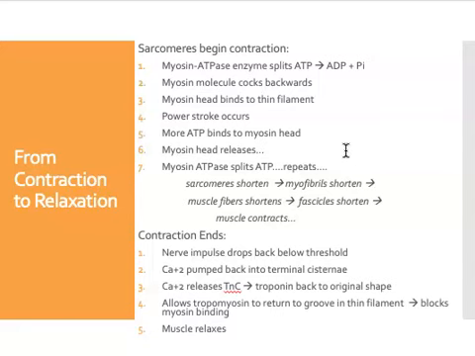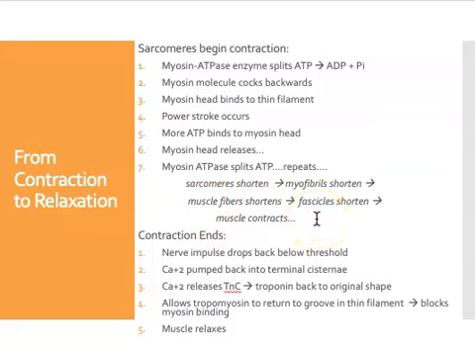The ATP that binds to the myosin head allows it to cock backwards. The ATP gets split. The energy is used to allow the myosin head to bind to the thin filament, and the power stroke occurs. Another ATP binds. The myosin head releases. On and on and on it goes. The sarcomeres shorten. The myofibrils shorten. The muscle fibers shorten. The fascicles shorten. The muscle itself contracts.